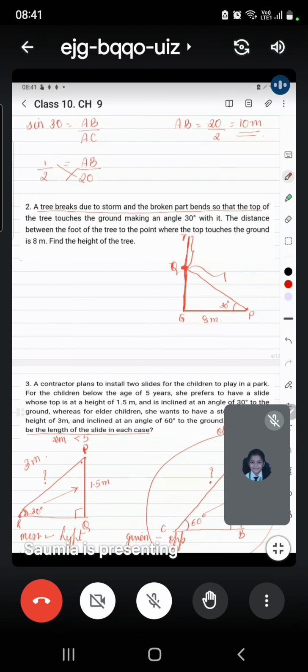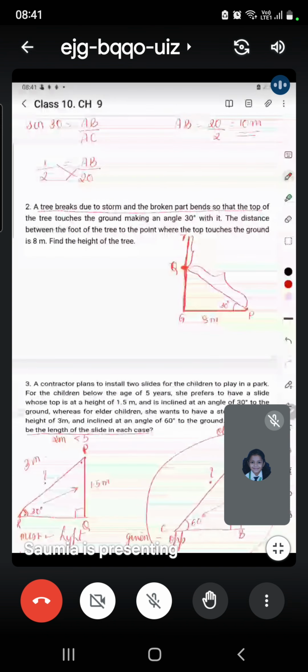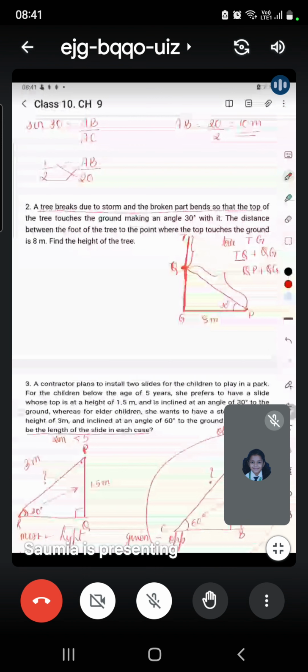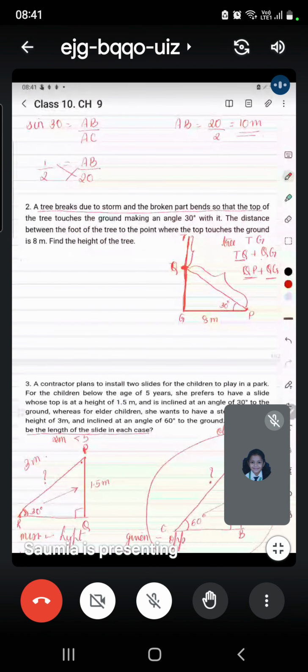Can I say TQ and PQ are equal? Yes, because it is the same broken part that fell, right? Originally, my tree's height was TG, but a storm came and my tree broke as TQ plus QG. Now this TQ touched the ground and became QP. Okay, so now I have to find out QP and QG.